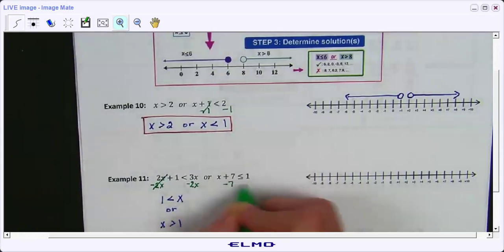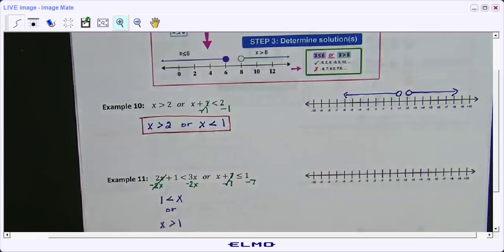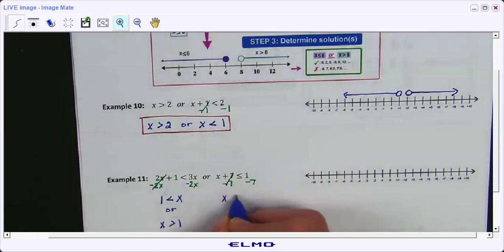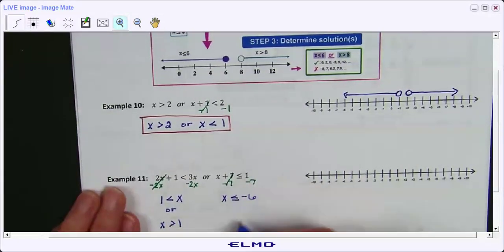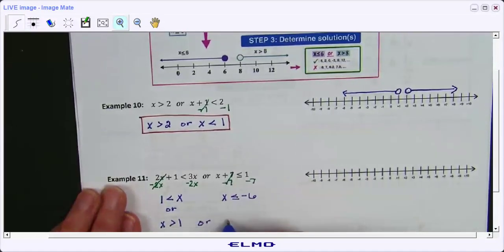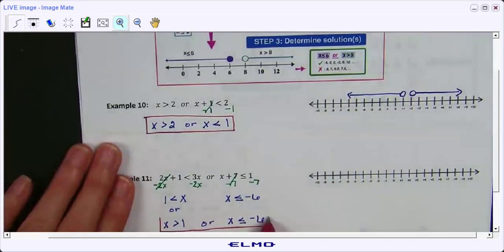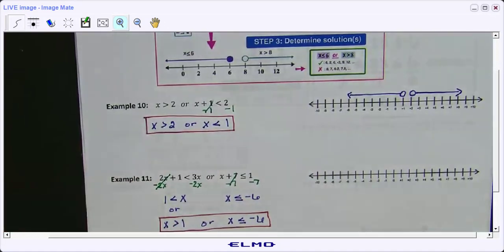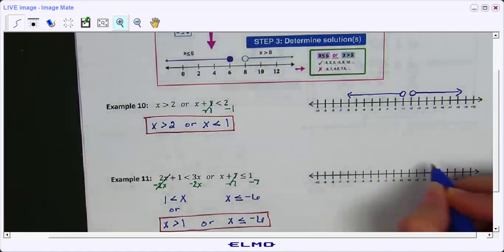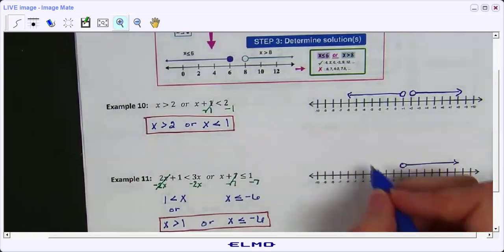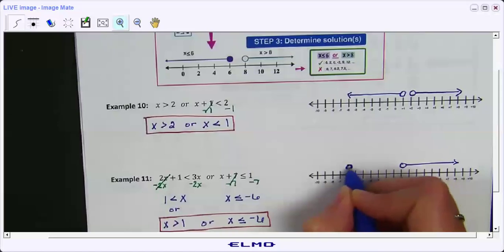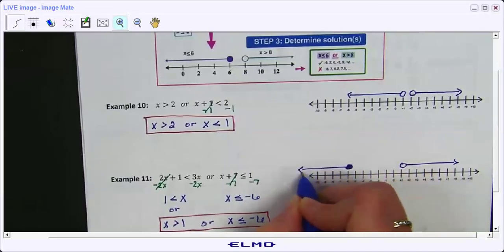This one, we're going to subtract 7 on both sides. And we have x is less than or equal to -6. That is only when you multiply or divide by negative, not add or subtract. Okay, so then this is your answer. And we are going to graph this. Open circle above 1. X is greater than. Closed circle above -6. And x is less than.